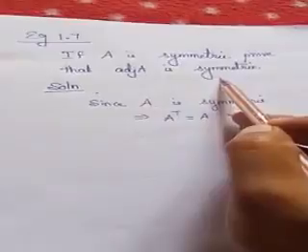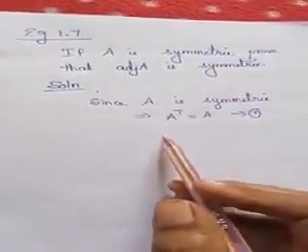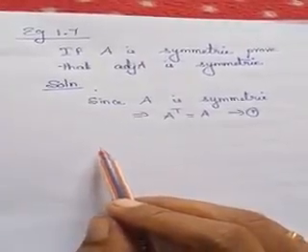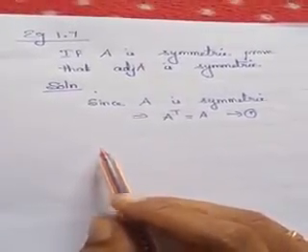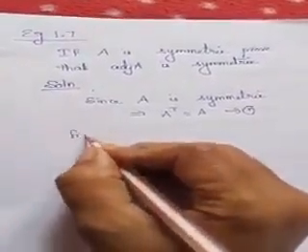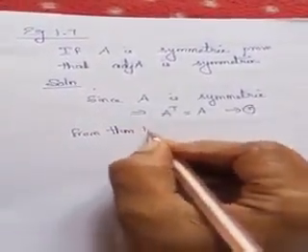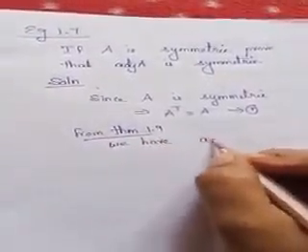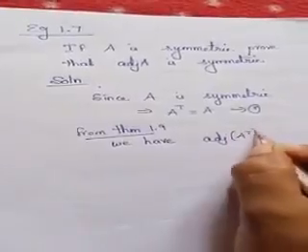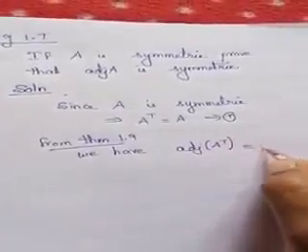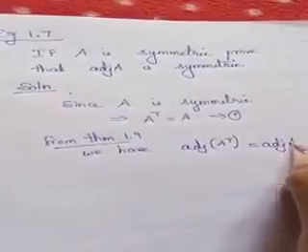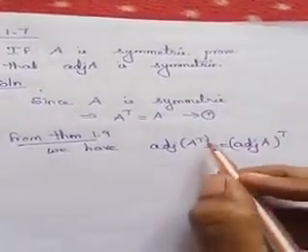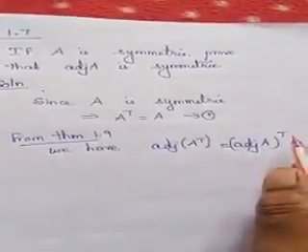Now we are supposed to prove that adj A is symmetric. That means, what is the meaning? The transpose of adj A is equal to adj A. This is what we need to prove. From theorem 1.9, we have adj of A transpose is equal to the transpose of adj A. If you are checking the theorem, this is there.